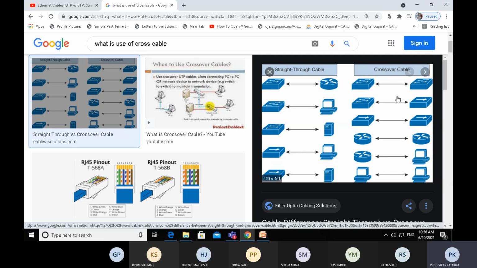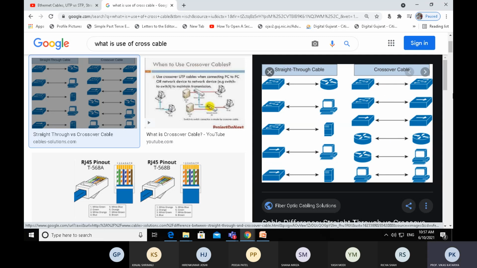And in our personal area network, suppose we have two laptops in my home and we want to connect the two laptops and share data between two laptops or two desktops, we require a cross cable. So these are the two standards of cable, straight cable and cross cable.